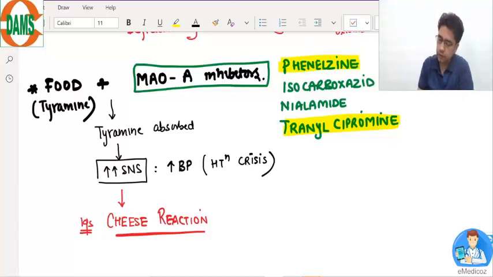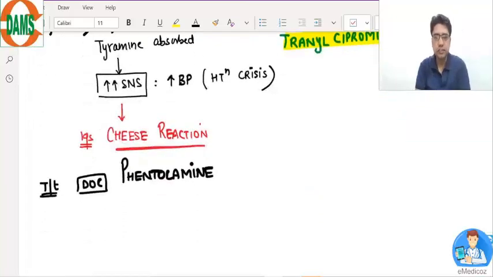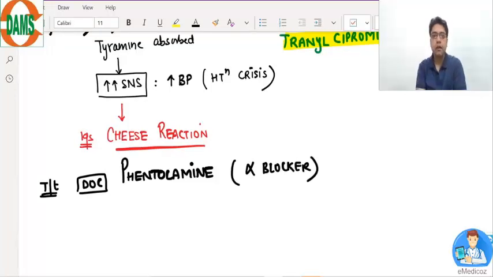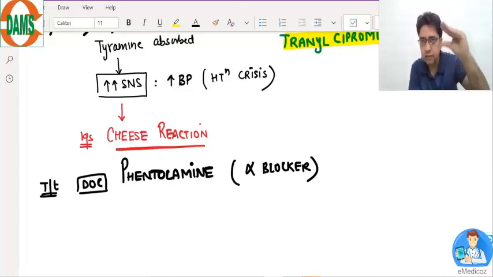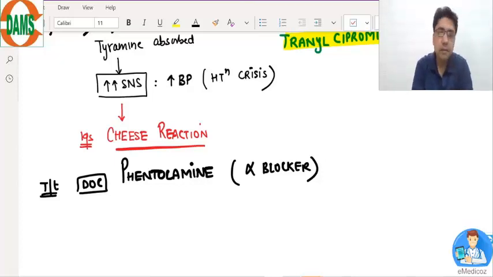Okay, now what is the treatment of cheese reaction? The drug of choice for the treatment of cheese reaction you will write is phentolamine. Phentolamine is an alpha blocker. You know that alpha receptor causes vasoconstriction. When norepinephrine will be released, vasoconstriction will be there, BP will shoot up. Block alpha receptors. Okay?